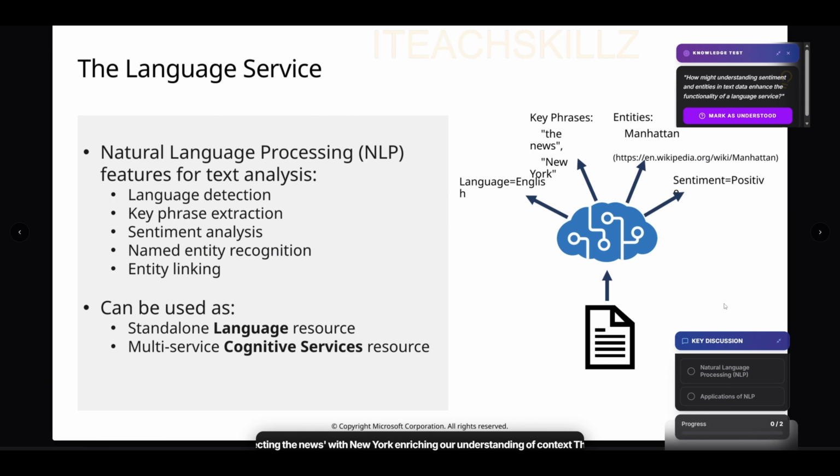These NLP capabilities can serve as standalone resources or integrate into broader cognitive services. Entities like Manhattan, tagged with a positive sentiment, exemplify how text data is not just recognized but also evaluated for emotional tone.